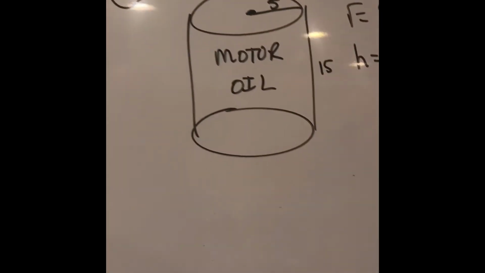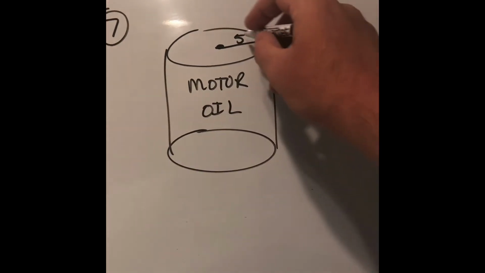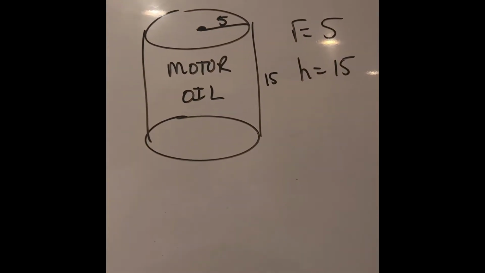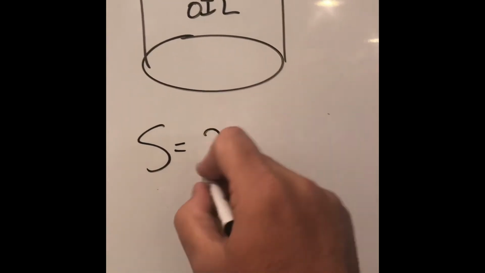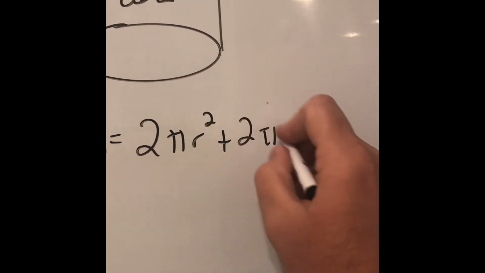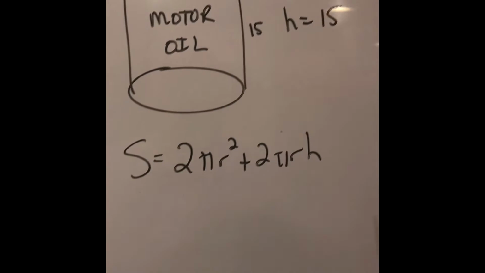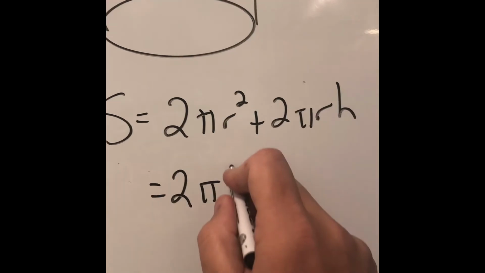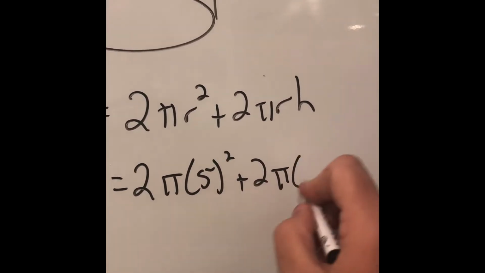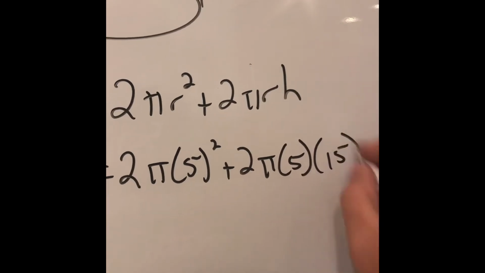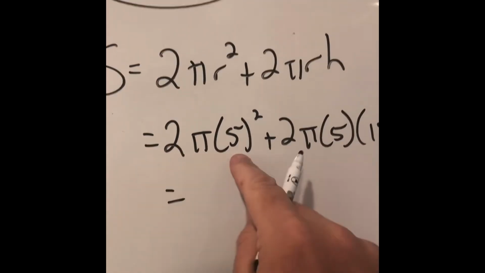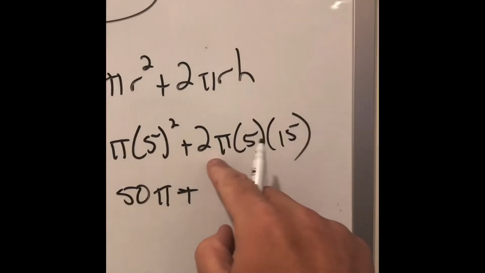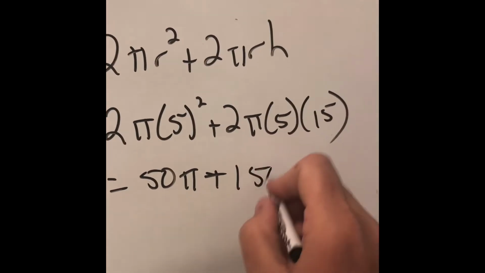For the cylinder, this is number 7 now. Okay, I have a radius of 5 and a height of 15. So the radius of 5 means it goes from the center of the circle to a point on the circle. Remember, our surface area for a cylinder is 2 pi r squared plus 2 pi rh. So we're just going to plug in these numbers, 5 for r, 15 for h. So this is 2 times pi times 5 squared plus 2 times pi times 5 times 15. So that's 25 times 2, 50 pi, plus 2 times 5 is 10, times 15 is 150 pi.